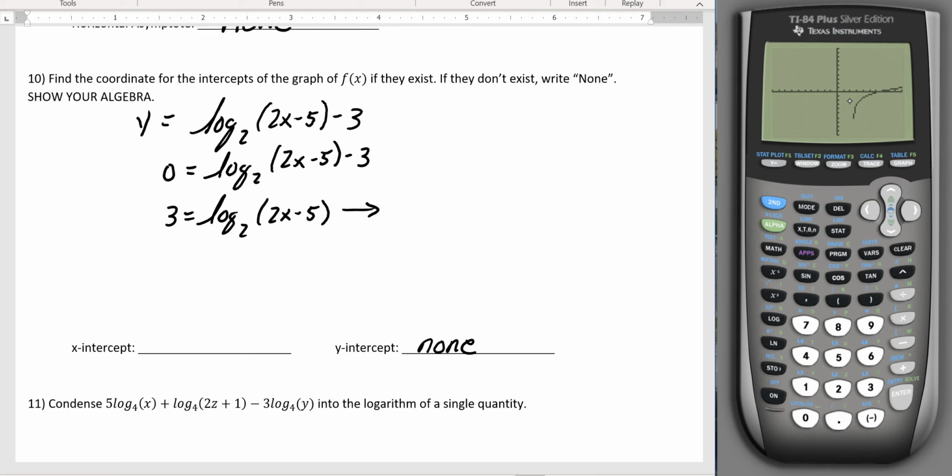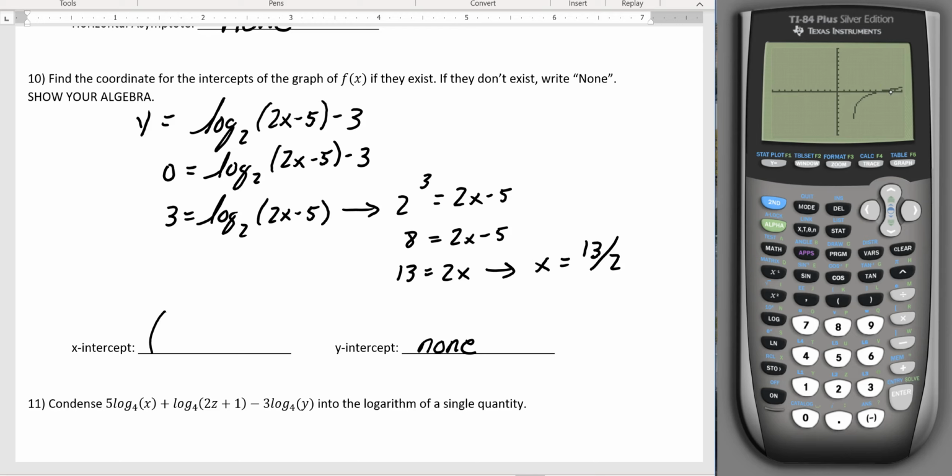So to convert this to exponential form, this would become 2 to the third equals 2x minus 5. 2 to the third is 8, 2 times 2 times 2. 2x minus 5, add 5 would be 13 equals 2x, which means that x is going to equal 13 over 2, or about 6.5, which if I'm looking over here, yeah, that seems pretty reasonable. So 13 halves, comma, 0. And there you go, my x and y intercepts here.